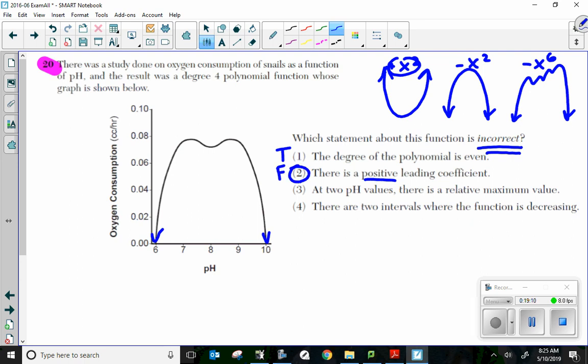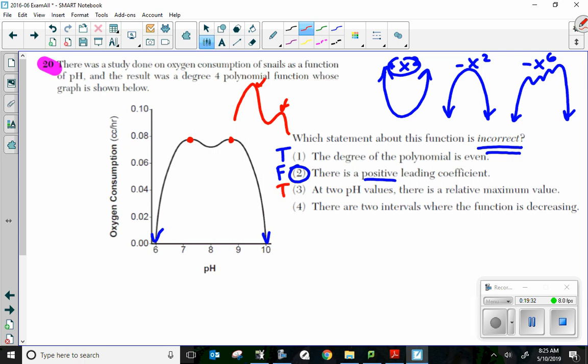All right. Let's take a look at 3 or 4 because someone in class always asks me, well, what about the other 2? Can you explain those? Yeah. It's saying at 2 pH values, there are relative maximums. This has 2 maximums. Remember, maximums are hilltops. Okay, maximums. There are 2. There's one here, and there's one here. Those are 2 hilltops. Okay, so this is true.